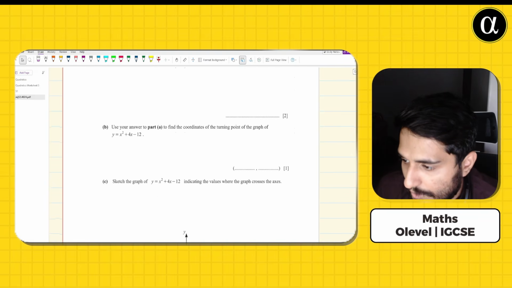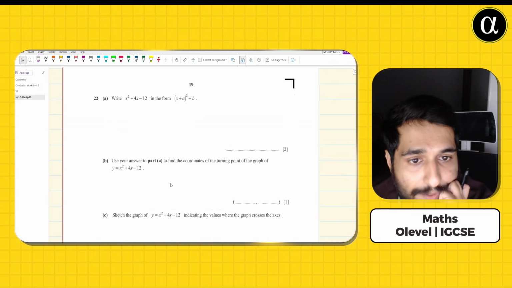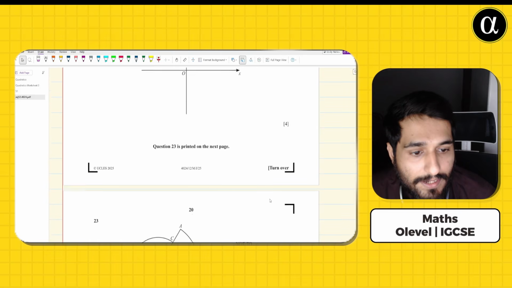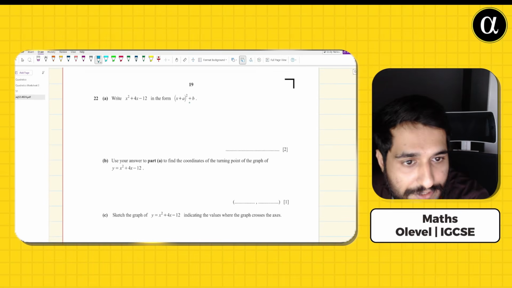Let's move on to the next question. Question 22. Now question 22 says that we are supposed to write x squared plus 4x minus 12, and we are supposed to solve this, and we are supposed to write this in this format.